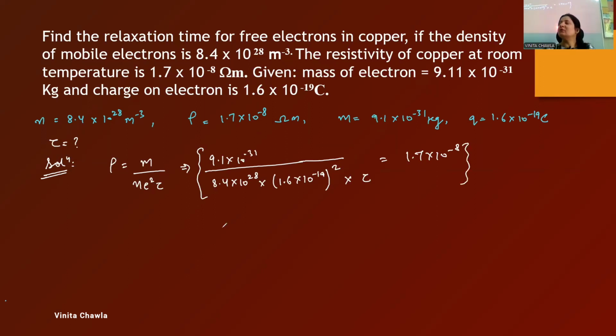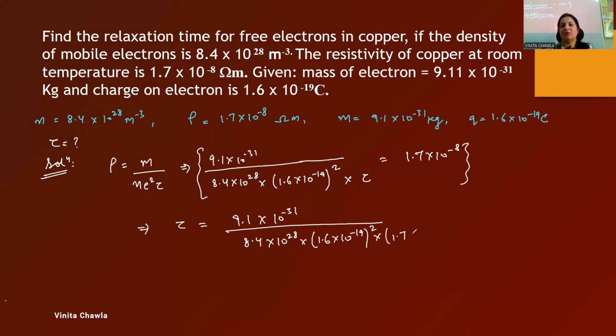So how will you find relaxation time? So tau is equal to 9.1 into 10 raised to the power minus 31 divided by 8.4 into 10 raised to the power 28 into 1.6 into 10 raised to the power minus 19 square, and this is 1.7 into 10 raised to the power minus 8. Now solve this for tau, relaxation time. What will you get? Have you got the answer? It's 2.49 into 10 power minus 14 second is the answer.